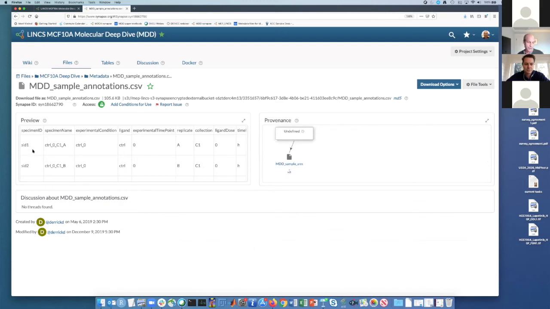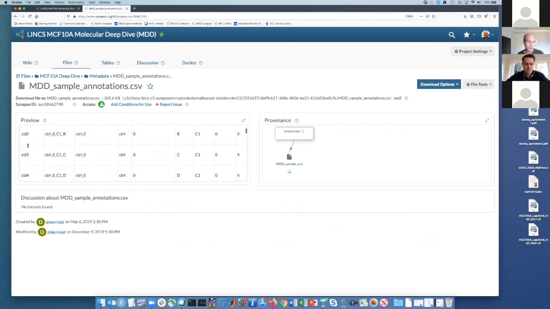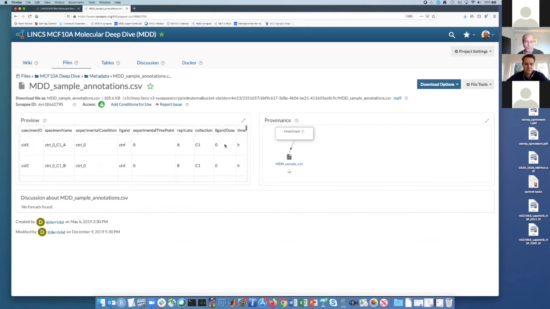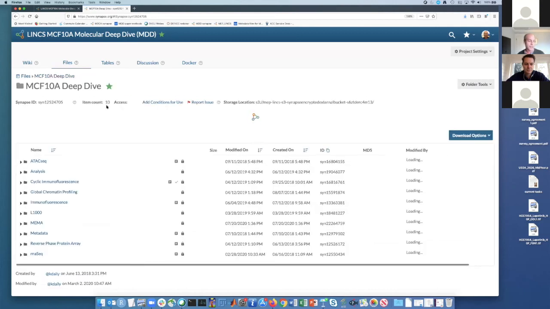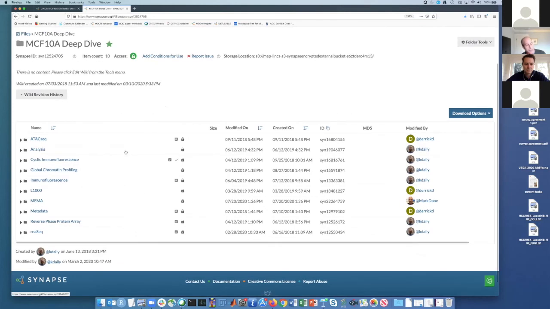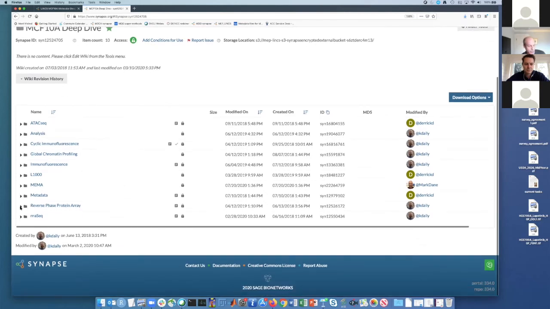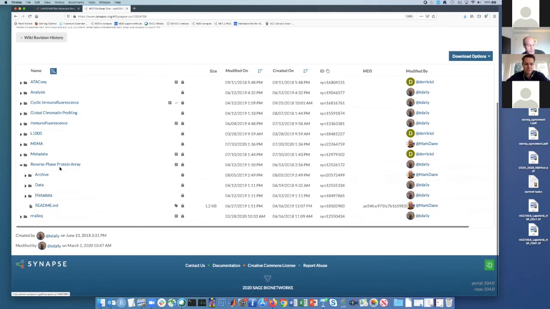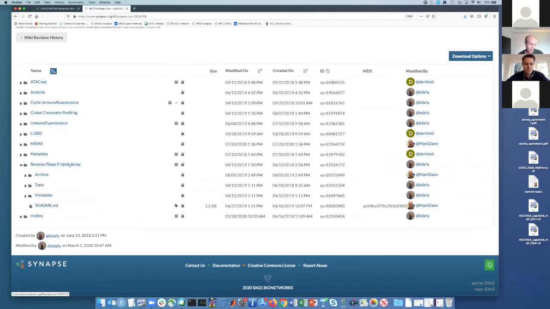So this is a simple text file preview of it, where the specimen IDs have unique names, and then all of the information about that particular specimen can be joined to the data to be able to bring that along with the data itself. So we've done that with the data, and so I'm going to use the RPPA as an example. And here you can see that this is typical of how we've organized it, where we'll have an archive that may or may not have anything in it, the data itself, metadata, and a simple README file.